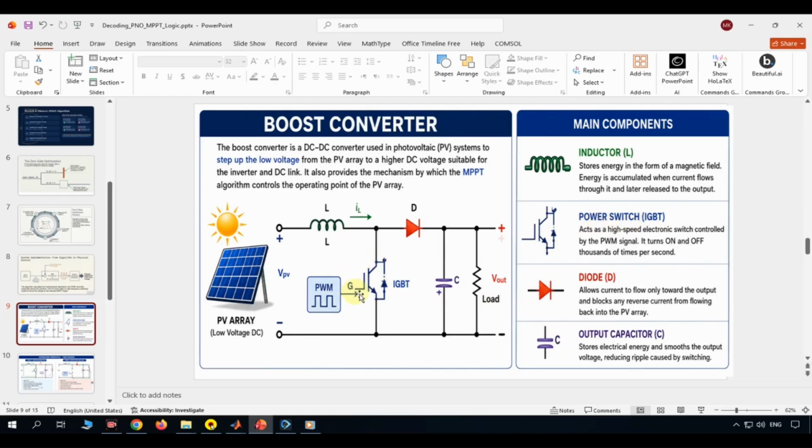The IGBT acts as a high-speed electronic switch. It is controlled by the PWM signal generated in the previous subsystem. Depending on the PWM command, the IGBT repeatedly turns on and off thousands of times per second.